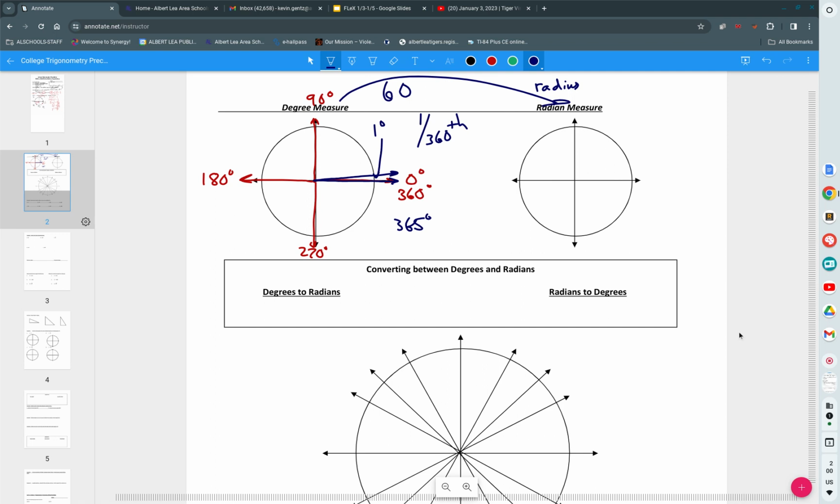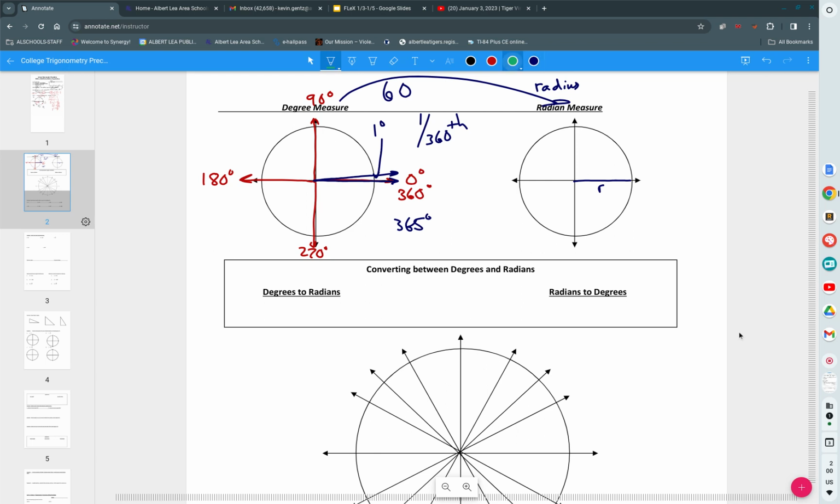I'm going to say what a radian is, and I want you to try to follow along with that, but then I have to explain it to you. 1 radian is the angle formed when the arc that intercepts the angle is the same length as the radius of that circle.